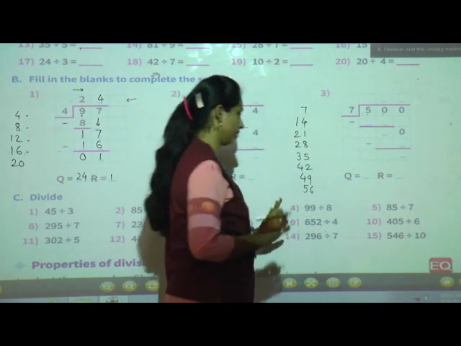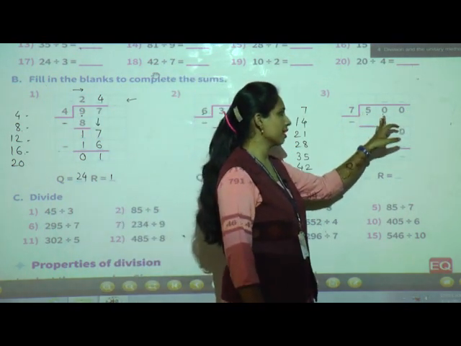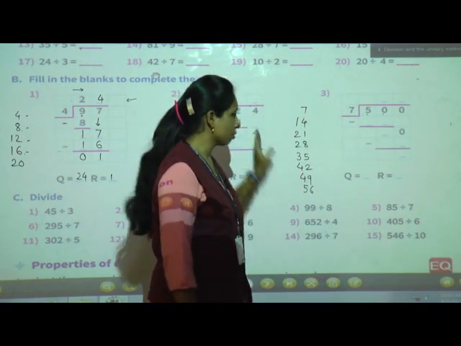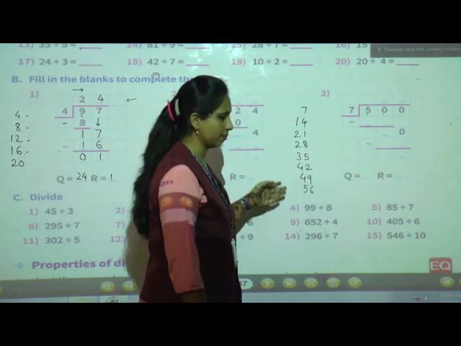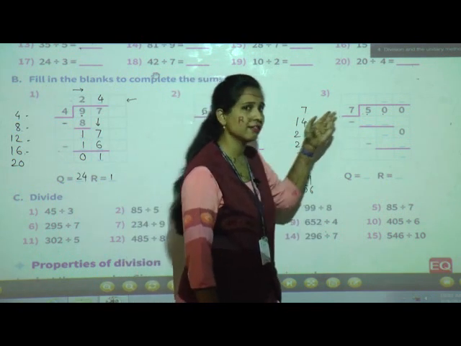Now I will stop here. Why? Because 56 came. So here we are searching for the 50. So 50 is not there in the 7 table. So in that case what we have to do? We have to see what is less than 50.